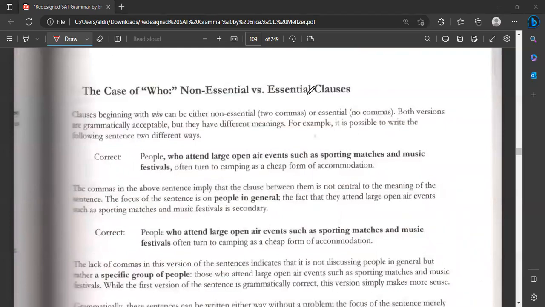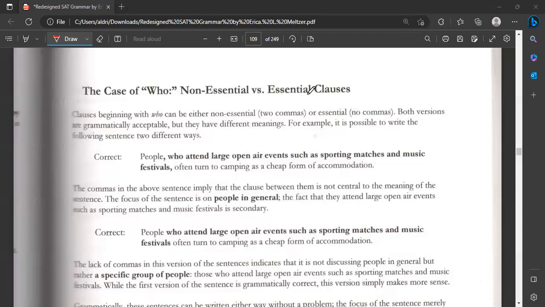Oh, okay. This is actually important. So we're looking at who, for non-essential and essential clauses. The good part is we've actually kind of looked at this before. I'm not sure if you guys would remember. The best part is that we're going to go over it again for anyone who missed, for anyone who might be watching this on the channel or once it's uploaded as well. All right. So the case of who.